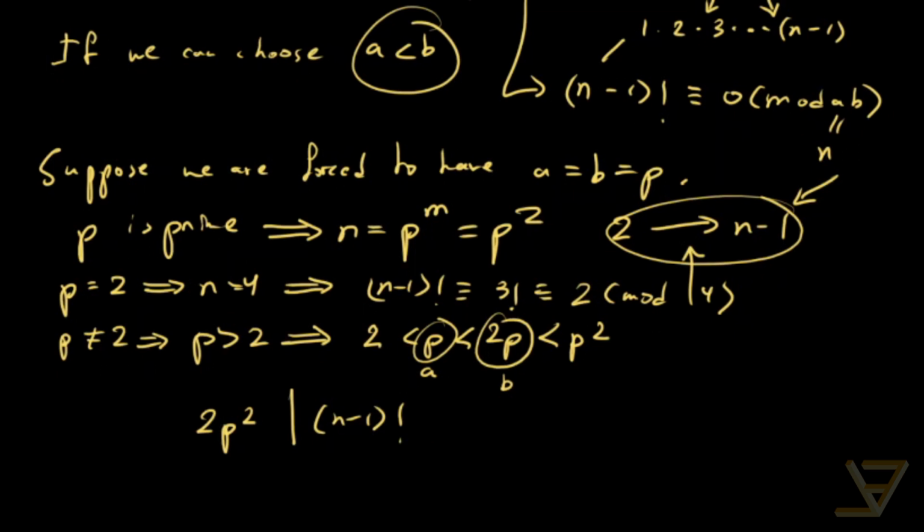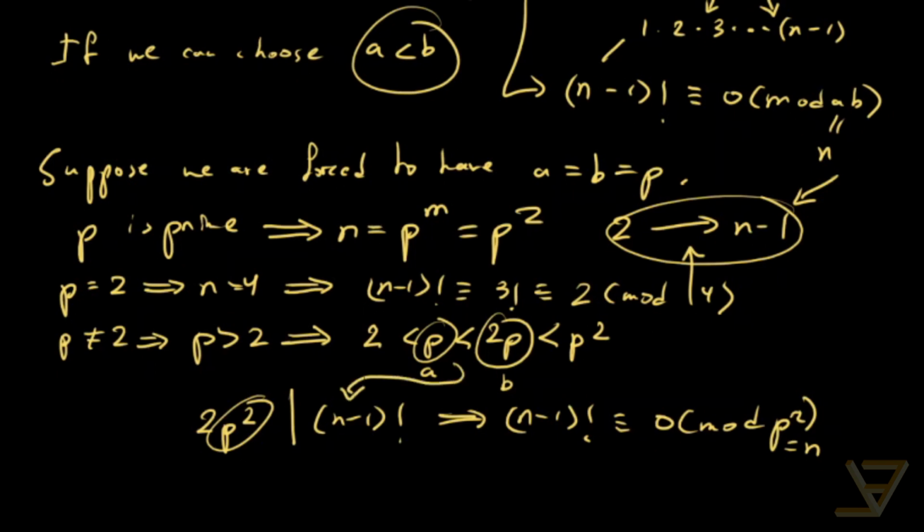So what happens then is that p squared is equal to n. So what that means is n minus 1 factorial is congruent to 0 mod p squared, which is equal to n. And just to be clear, p and 2p are both multiplicands of n minus 1 factorial. That's why this divides it.